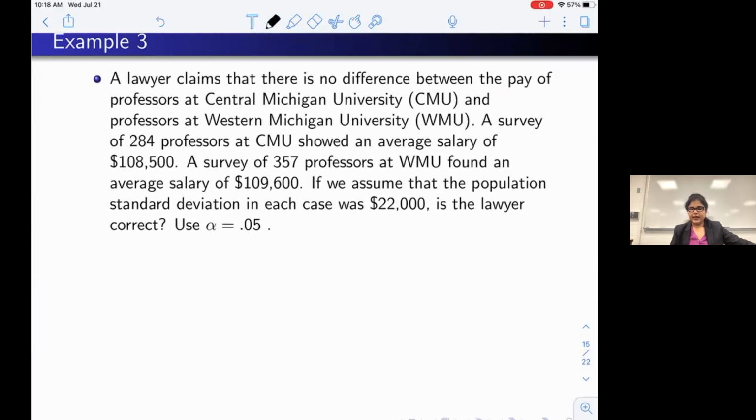The next example, I want you to read, understand it, and think about which test we are going to use.